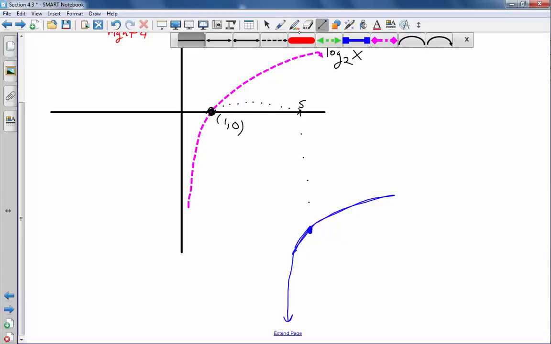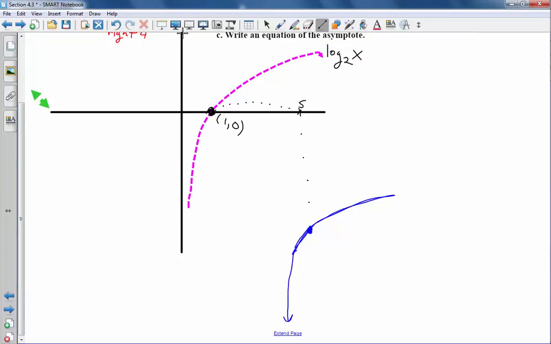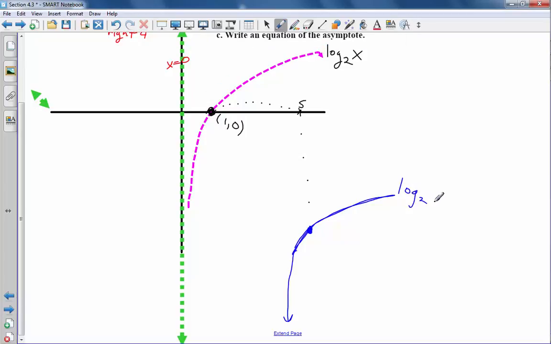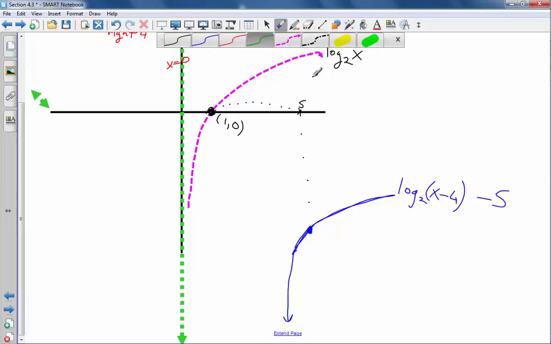Okay, I want to show you one more thing. The original function had this line as an asymptote, right? It was tending close to this line. This is the original asymptote. x equals 0 is the name of the asymptote of the original log base 2 of x. This is log base 2 of (x - 4) - 5. I wonder what this gets closer to. The new asymptote. Okay.